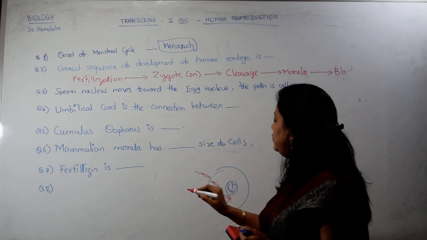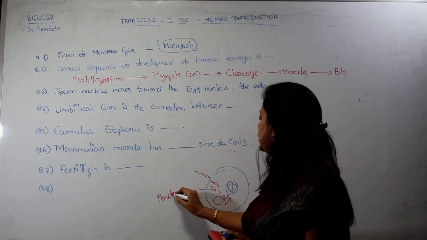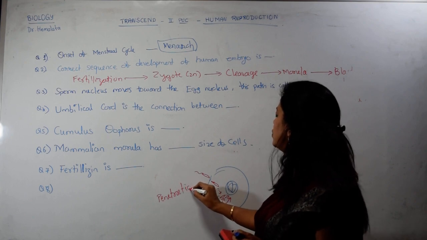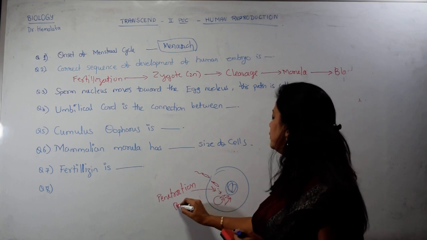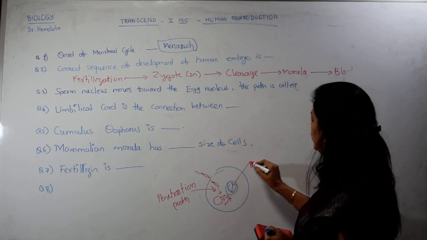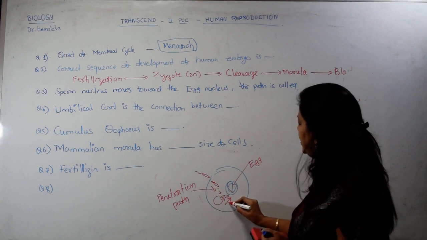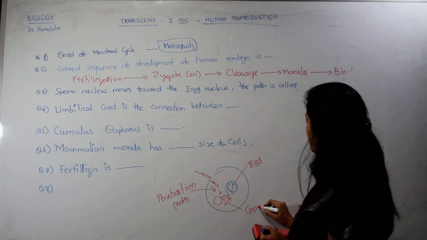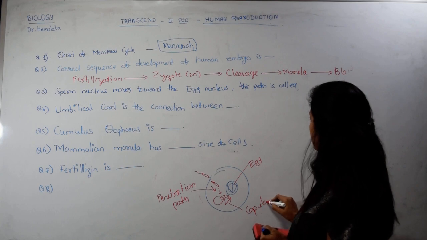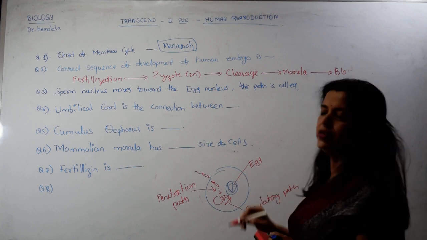The first path in which it enters is called the penetration path. How it has penetrated is called the penetration path. The next path is towards the egg nucleus. It is moving towards it by taking a 180-degree turn. This is called the copulatory path. And then it will fertilize the egg.